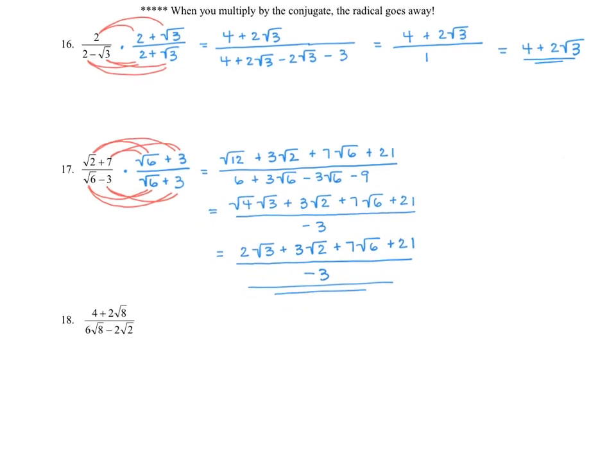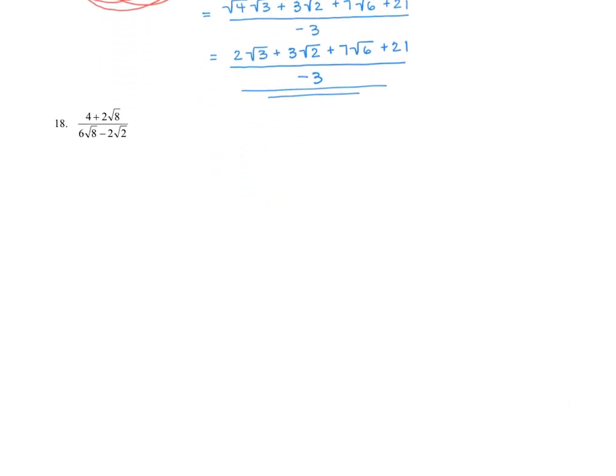In number 18, we have two choices. Because I notice that rad 8 has perfect square factors in it, I can simplify first and then divide, or I can simply start from here and multiply by the conjugate, both the numerator and the denominator, and then simplify. On the notes key, I multiplied both the numerator and the denominator by the conjugate first, so here I'm going to simplify first. So in the numerator, I'll end up with 4 plus 2 times rad 4 times rad 2.